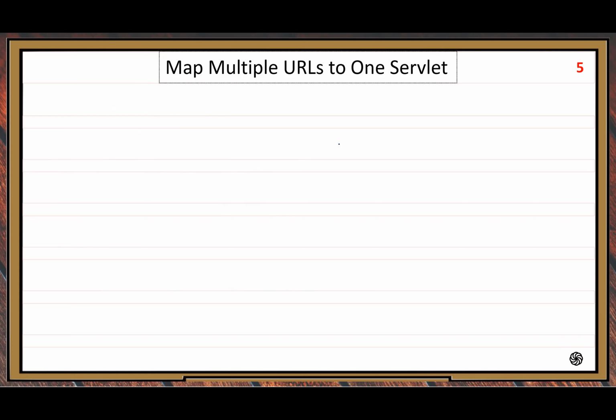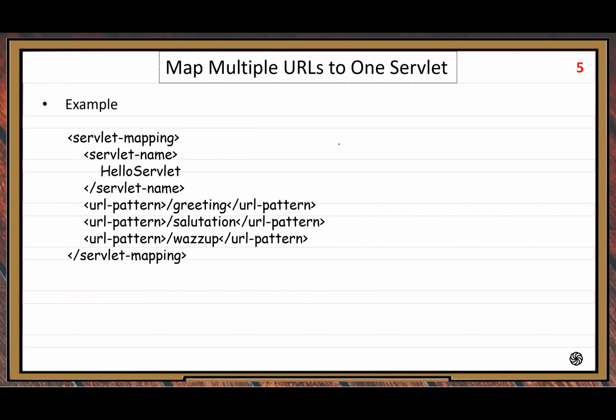That's the example. Look at this element. The main difference, if you compare with the previous servlet-mapping element, you can see URL pattern: we can specify multiple URL patterns. Let me say a few more words before I finish this slide.